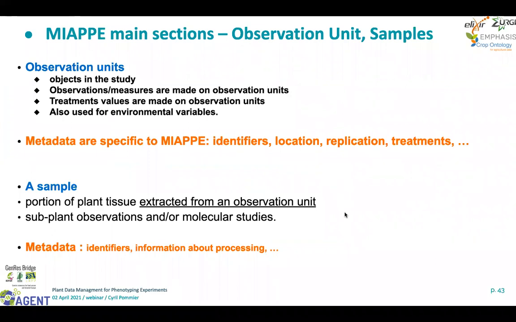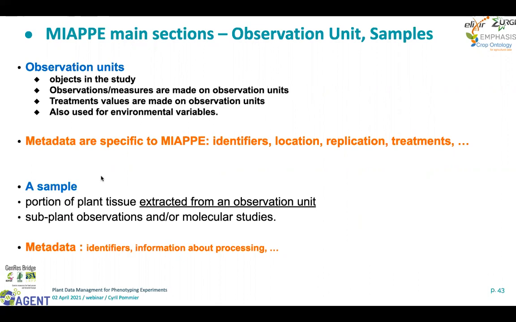The next thing we need to define in MIAPPE is the observation unit and the sample. Observation units are objects in the study. Observations, measures, all of your actual data are made on observation units. Treatments, cultural practices, treatment values are also applied on observation units. And they can also be used for environmental variables, as I said, soil properties in a given microplot. The metadata of the observation units are specific to MIAPPE. They include identifiers, location, replication, treatments.